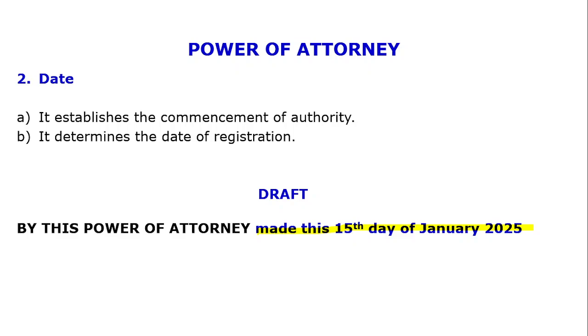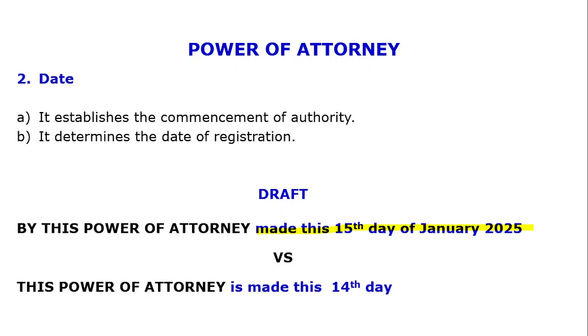So, when I look at this now, the commencement has shown me this document is a power of attorney. The date clause is now disclosing that this power of attorney is to commence on the 15th day of what? January 2025. Now, I can also write it this way: this power of attorney is made this 14th day of February 2025.